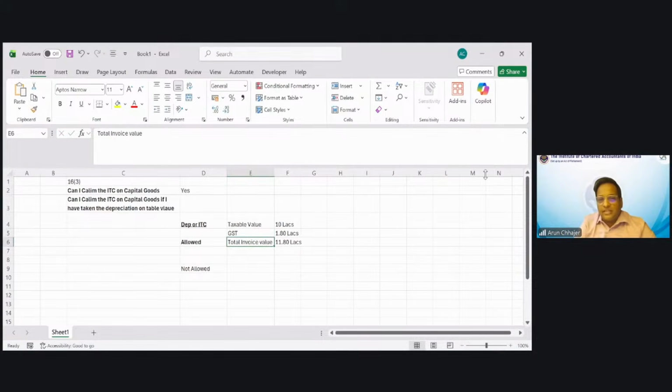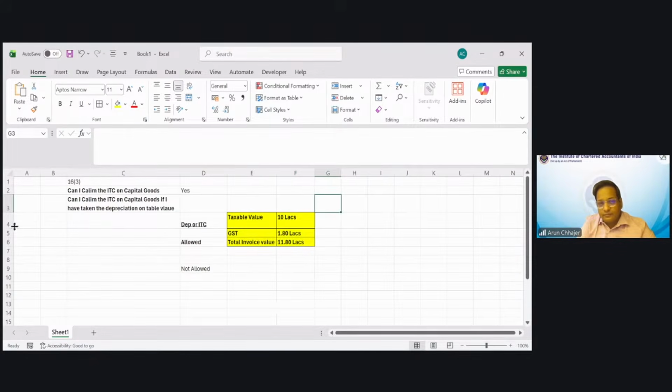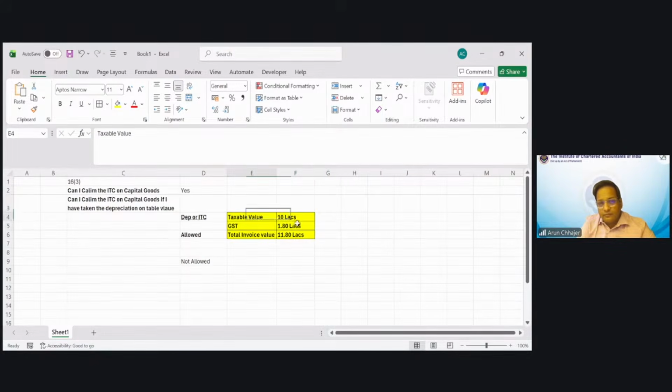Is everyone clear about this calculation, or does anyone have any doubt? Is it clear?